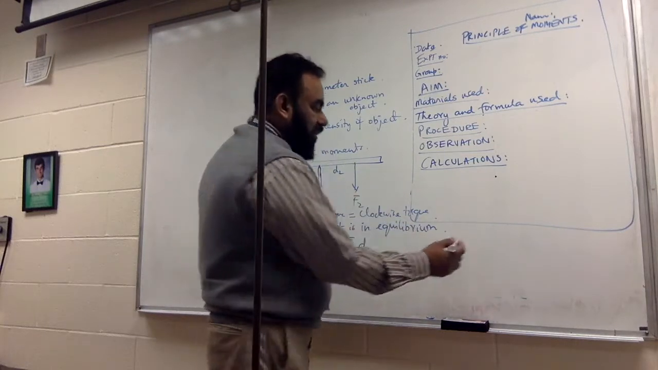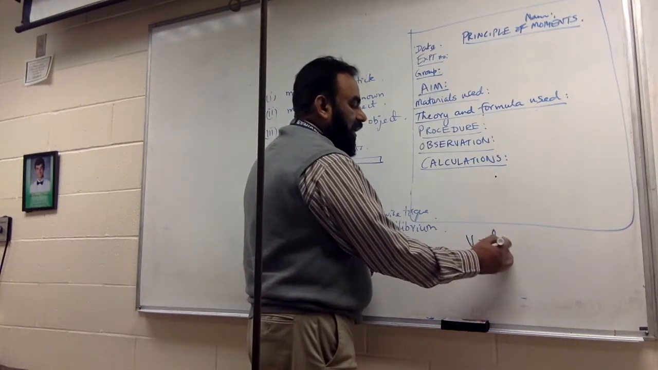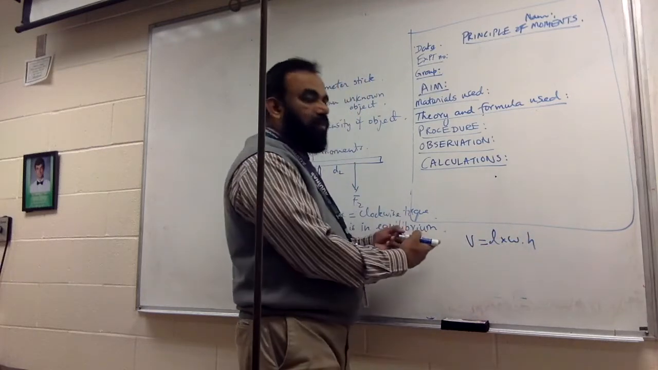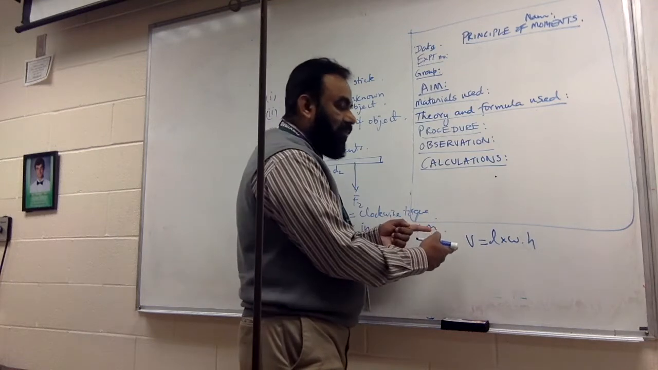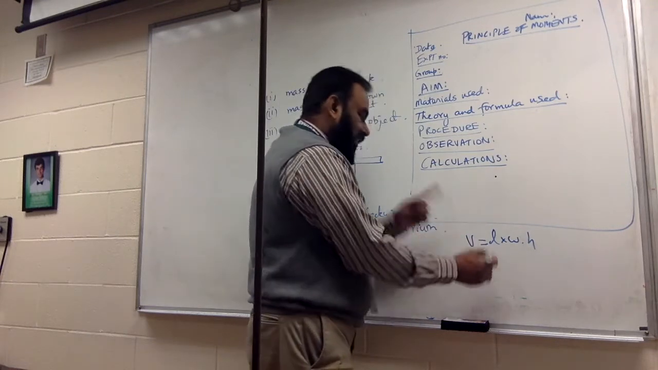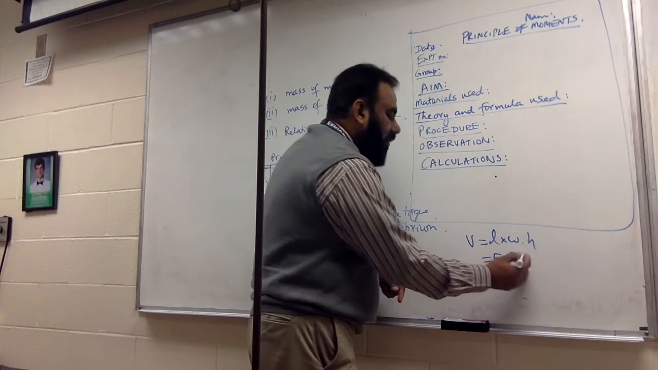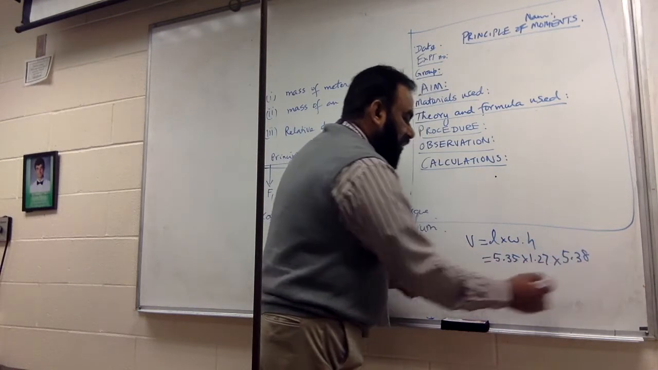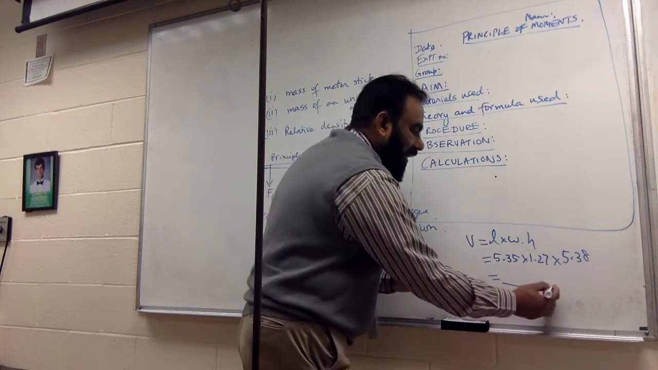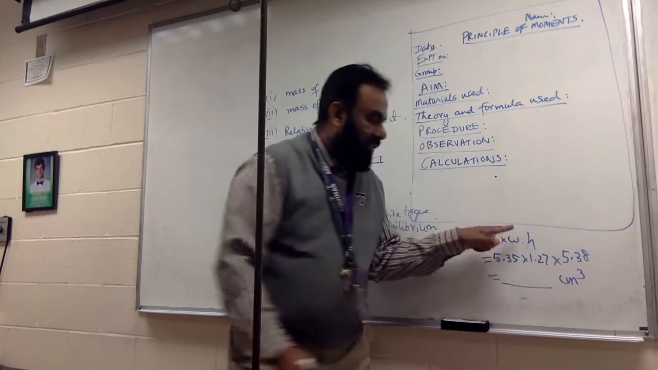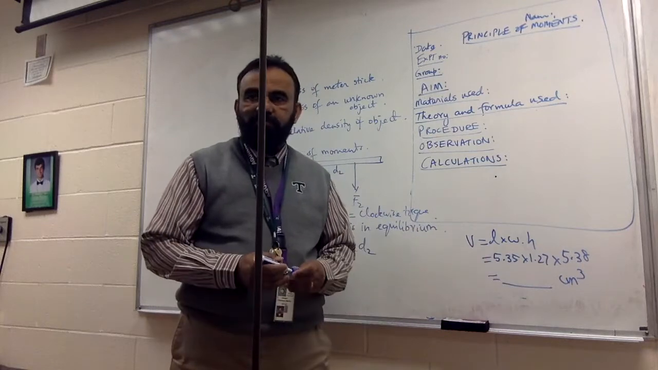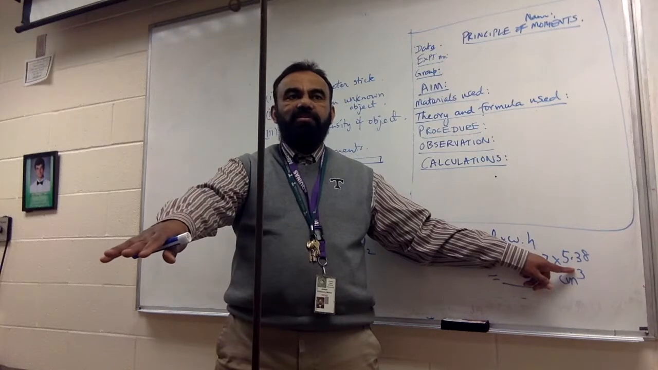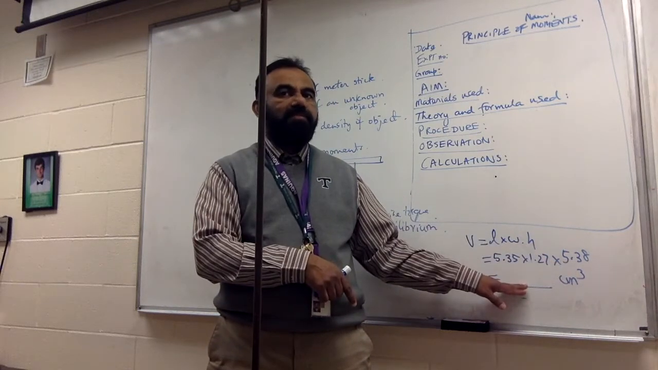For example, if you want to find the volume as length times width times height, I'm just giving an example. This is the formula, right, for the volume? Now, in the calculation, you put this formula down, and then you say 5.35 times 1.27 times 5.38. Show this, and then finally the answer, centimeter cube. This is what we call calculation. After you put all these things down, then you do your calculations on a calculator and put the answers here. You get it?